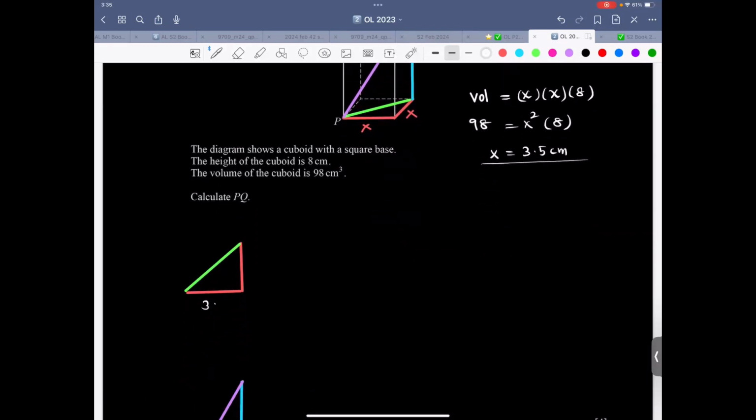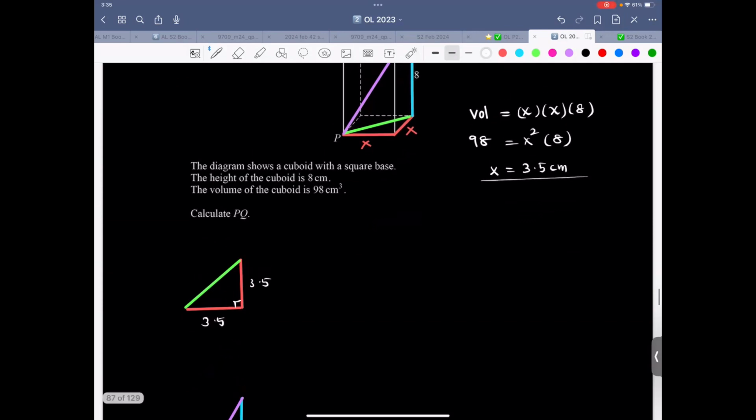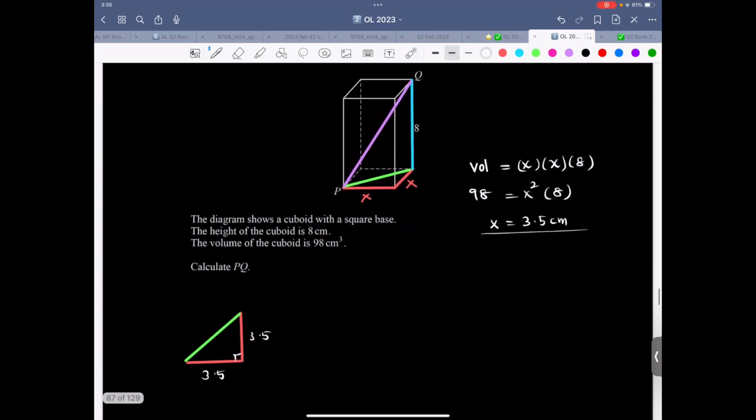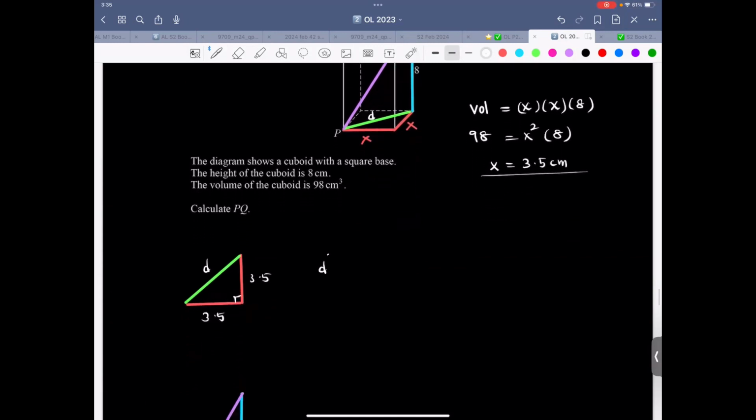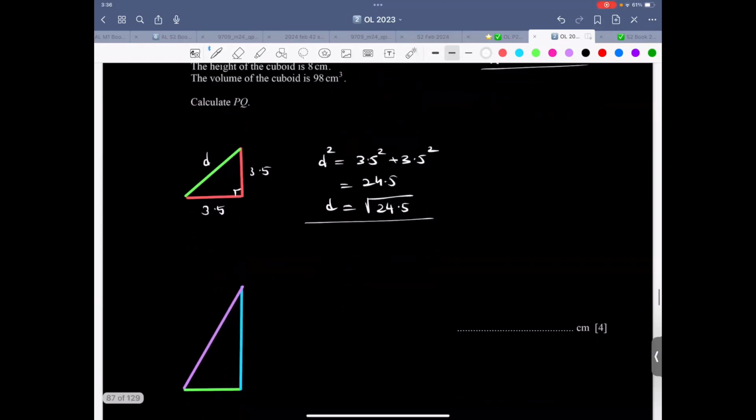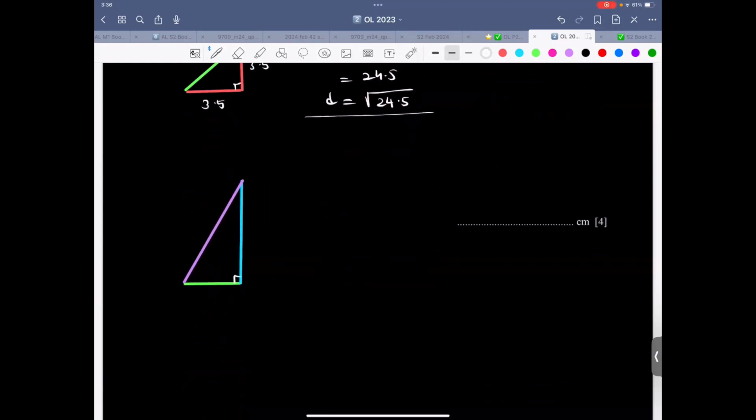Now, this is 3.5, this is 3.5, this is 90. And then this green line, let me label the small one as D. So this D over here. So therefore, D square is equal to 3.5 square plus 3.5 square. That comes out to be 24.5. Therefore, D is square root of 24.5. Just leave the answer as it is for right now, because I have to use Pythagoras theorem again.